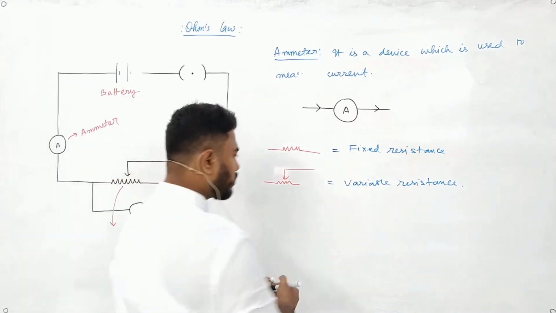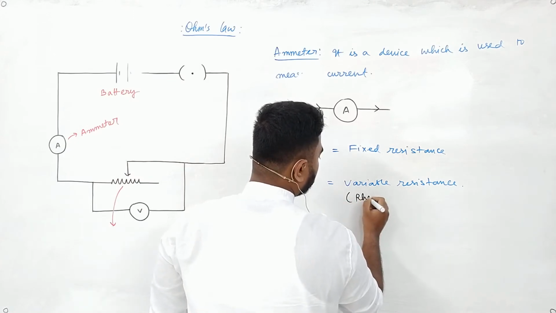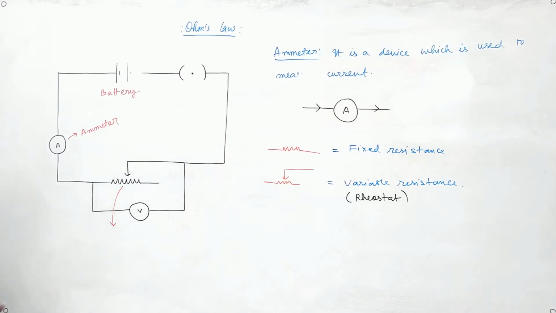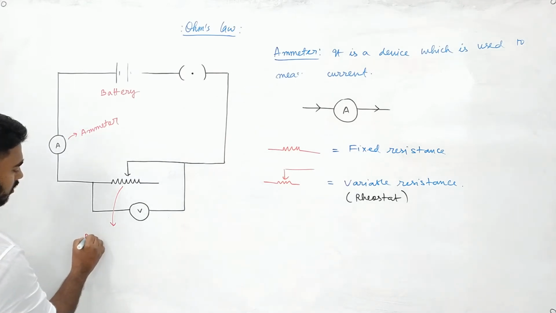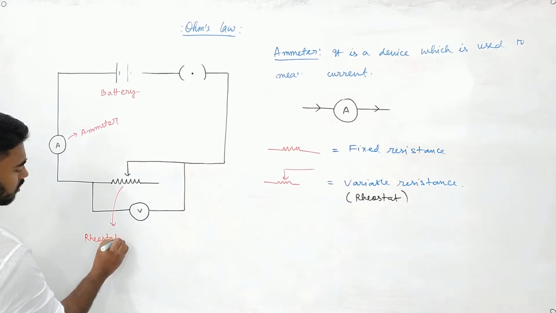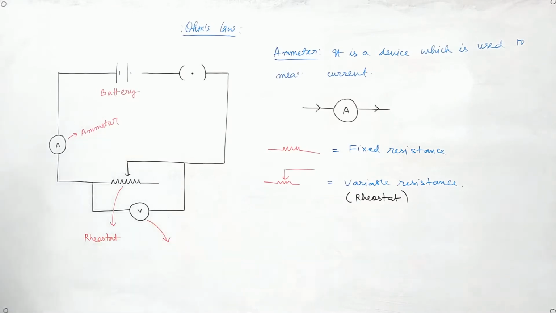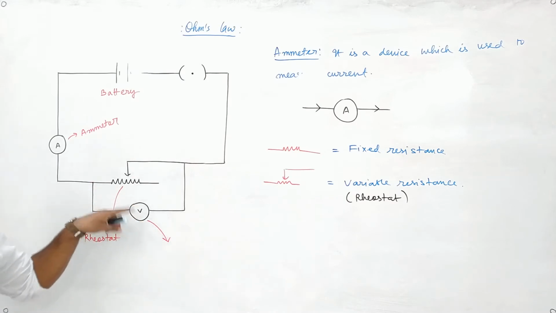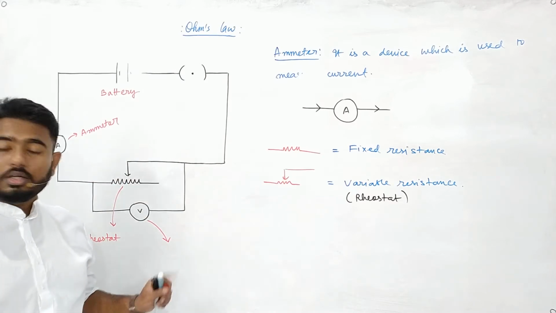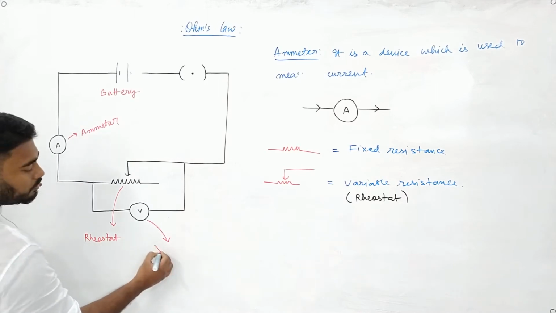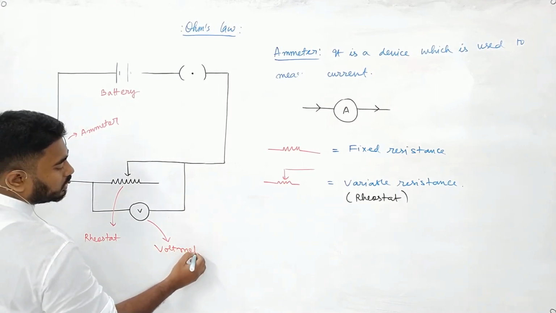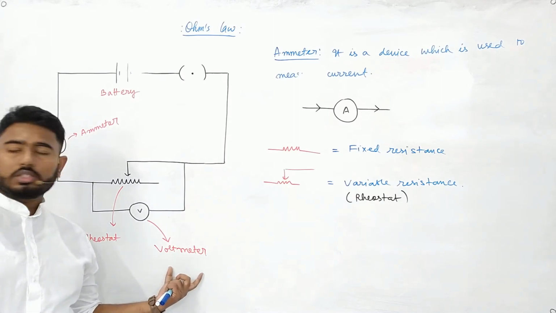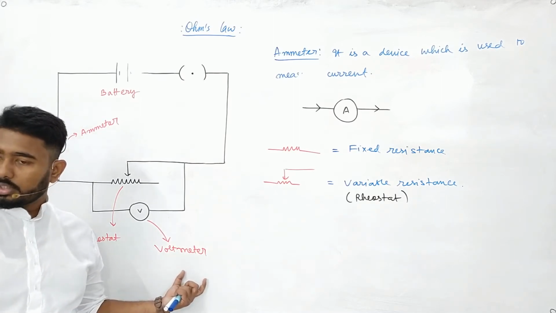Okay, so this is rheostat. Variable resistance is also known as rheostat. Okay, now so this one is rheostat. What is this one? V. A V inside a round. What is this one? Not variable. This is voltmeter. Voltmeter is a device which is used to measure the potential difference across two ends.